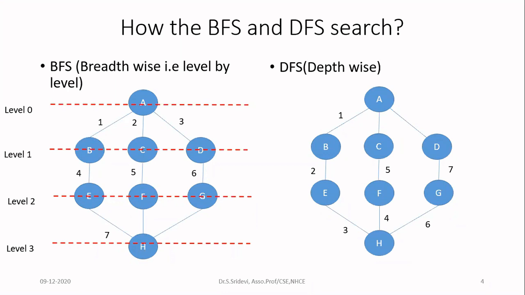Whereas if you consider DFS, in case of DFS, you are going to search for the nodes depthwise. So what is the meaning of this? First, I'll be starting with the source node. Then from the source node, I'll take any one of the neighbors of the source node. So there are three neighbors for the source node. They are B, C, and D. I'll take any one of the neighbors. I'll try to visit that particular neighbor.